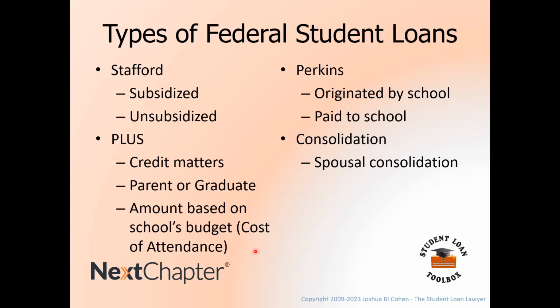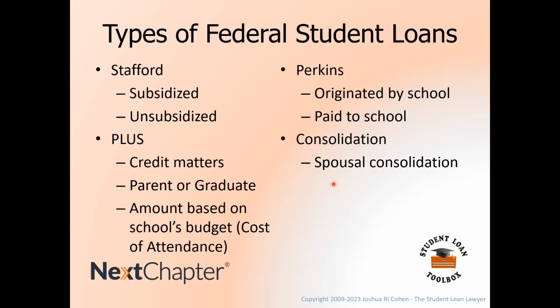All right, which is why PLUS loans can easily be 10 to 30,000 a year, which means over 4 years, you're talking 40 to 120,000 per child for that parent. And again, that loan never gets converted over to the kid as a Parent PLUS loan.